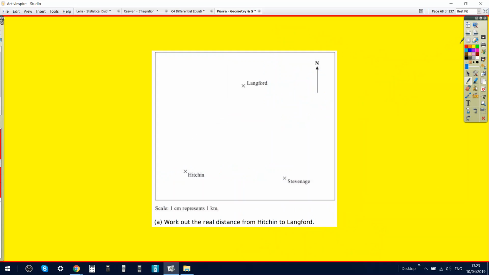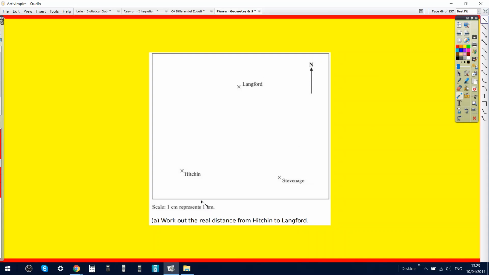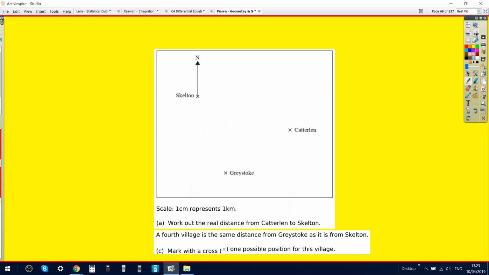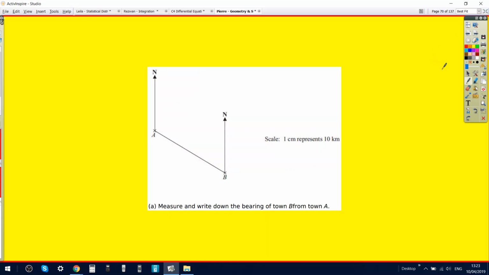So this one, work out the real distance. The scale is 1 centimeter is 1 kilometer. So I can't do a ruler with this stuff. From Hitch to Longford. So you just draw a line, measure it, and whatever it is, in kilometers. Hang on a sec. Okay, how would we do this one?